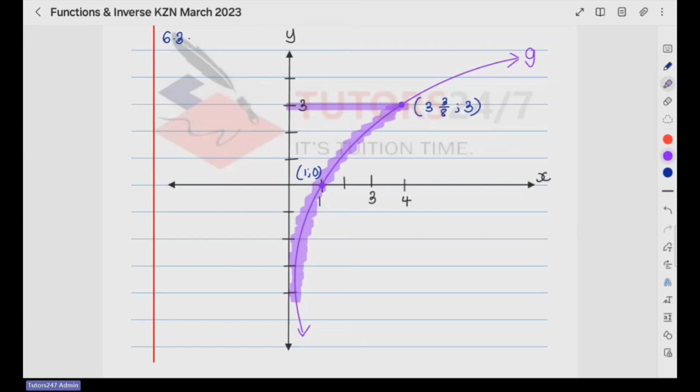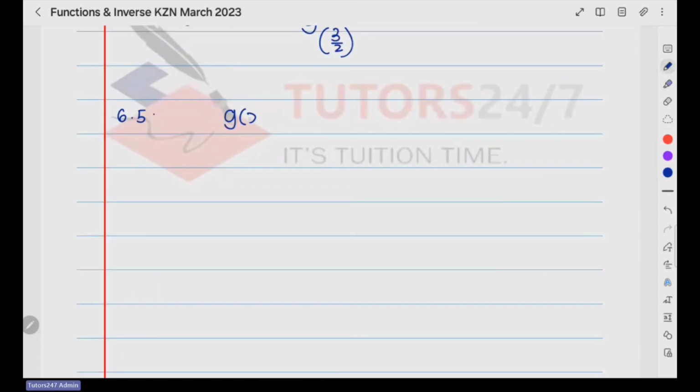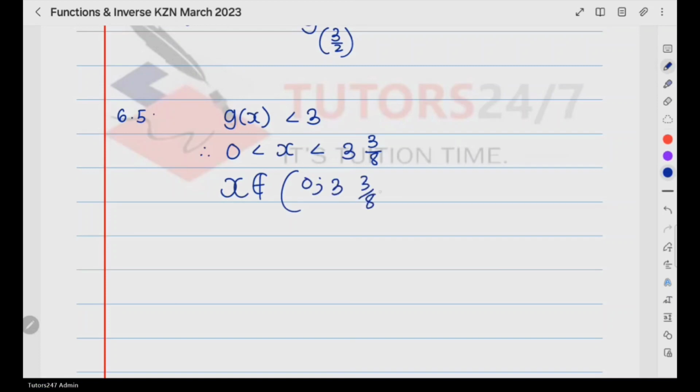So our solution is going to be x is between 0 and 3 and 3 over 8. So g of x is less than 3 between 0 and 3 and 3 over 8. Take note that we can't use equal to because the question did not use equal to. And that is it. Alternatively, you could have used x an element of the interval from 0 to 3 and 3 over 8. That is also correct.